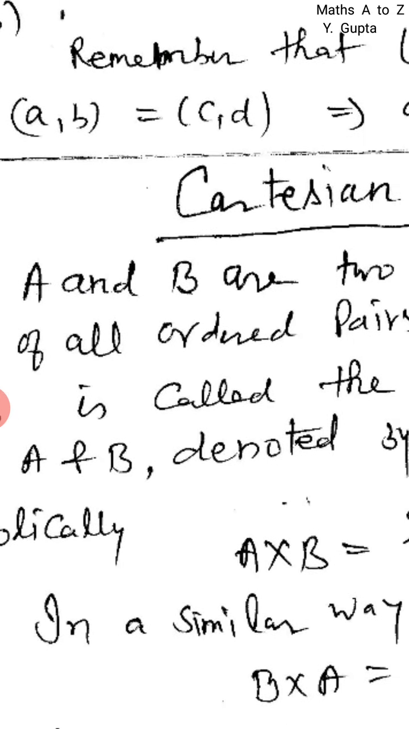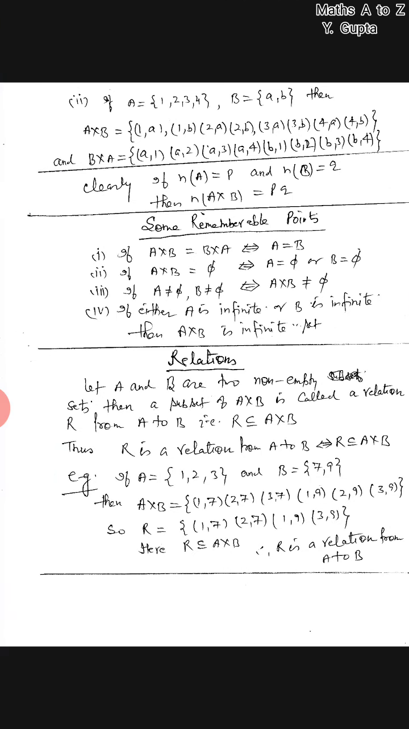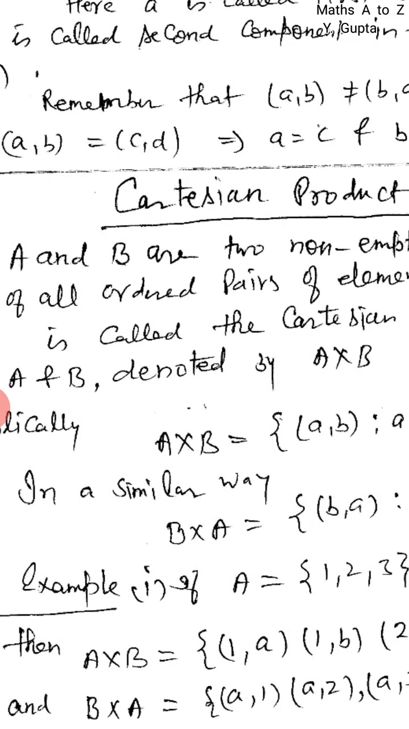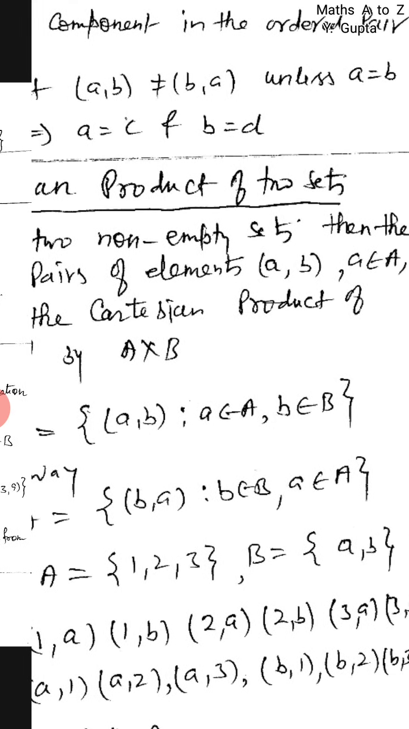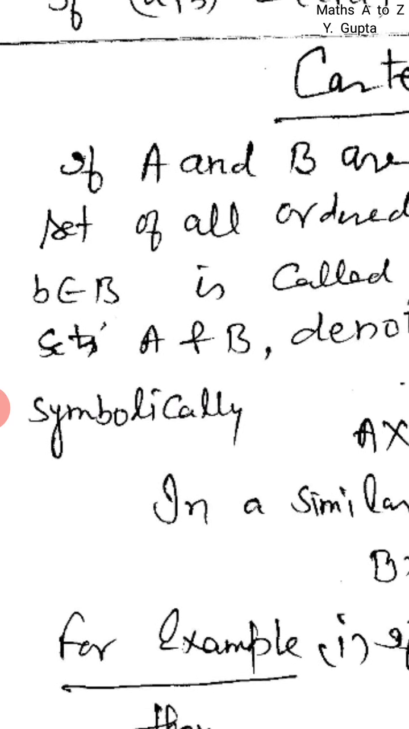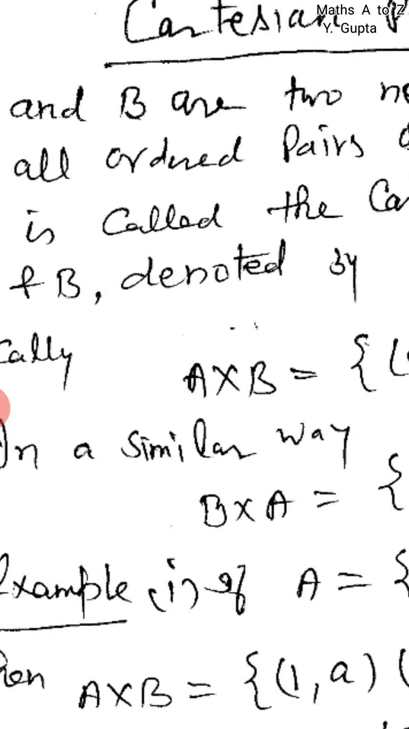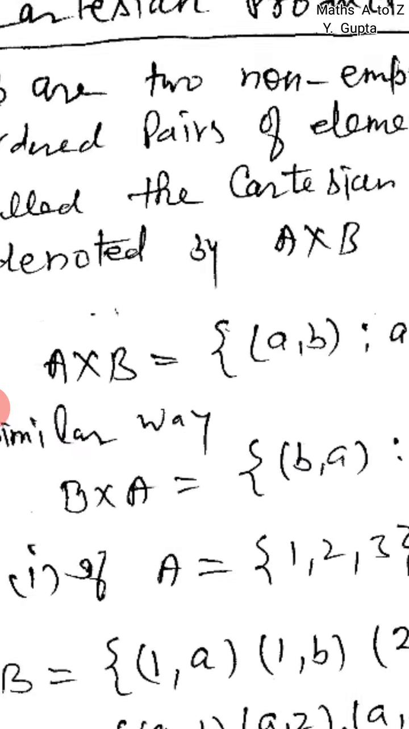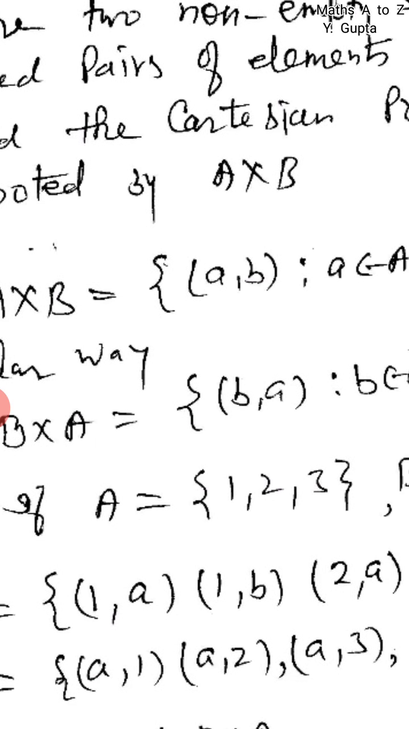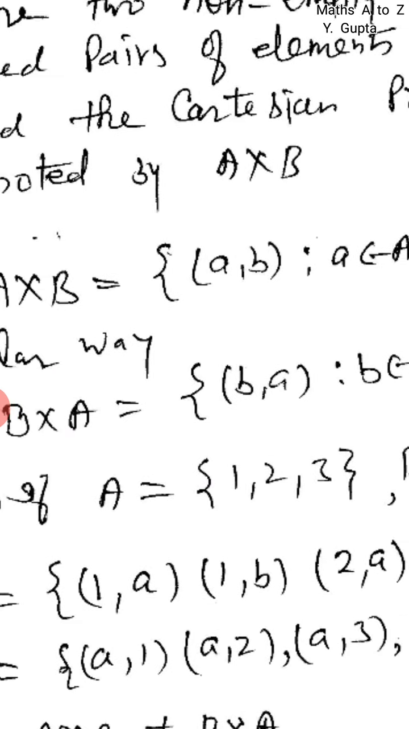If A and B are two non-empty sets, then the set of all ordered pairs of elements (a, b), where a belongs to capital A and b belongs to capital B, is called the Cartesian product of sets A and B, denoted by A cross B. Symbolically, A cross B is the set of ordered pairs (a, b) where a is an element of set A and b is an element of set B.